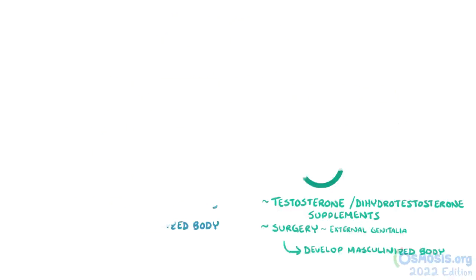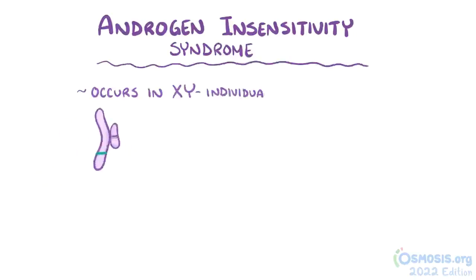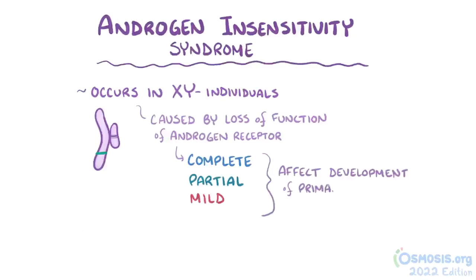Alright, as a quick recap, androgen insensitivity syndrome happens in XY individuals and is caused by a loss of function of the androgen receptor, which could be complete, partial, or mild, and affect the development of primary and secondary sex characteristics.